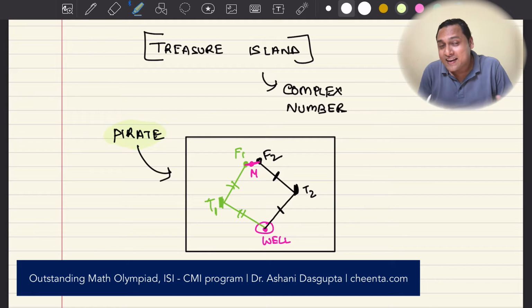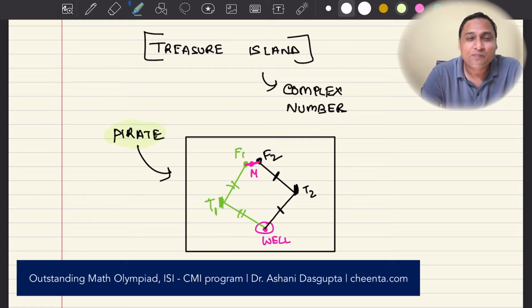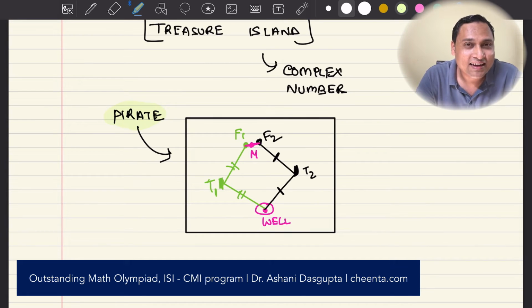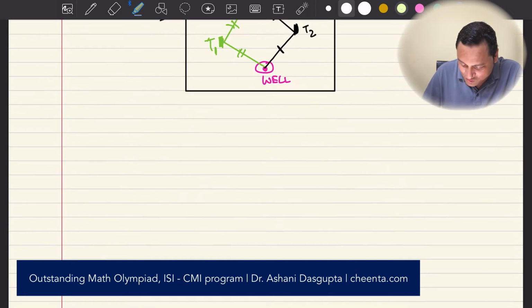There is no well anymore in the island. The trees are there. So then what the pirate's son did, well, he actually attended some Math Olympiad classes, I guess. So he did some transformation geometry and applied a little bit of complex numbers in geometry, and he found a solution to find the treasure. So what is the solution?